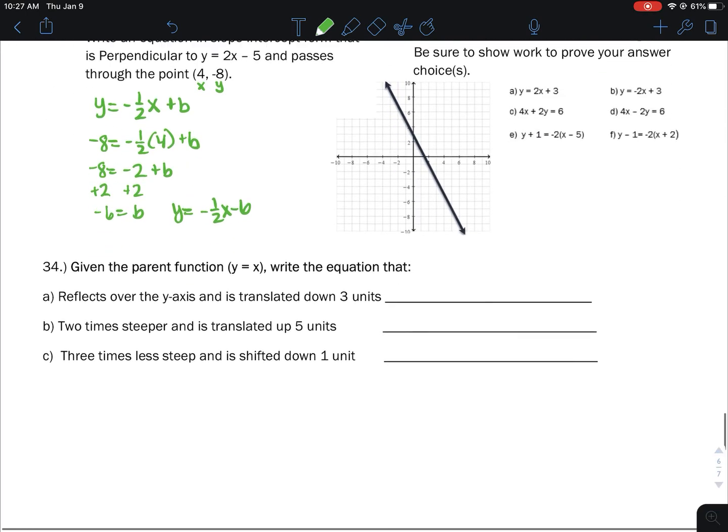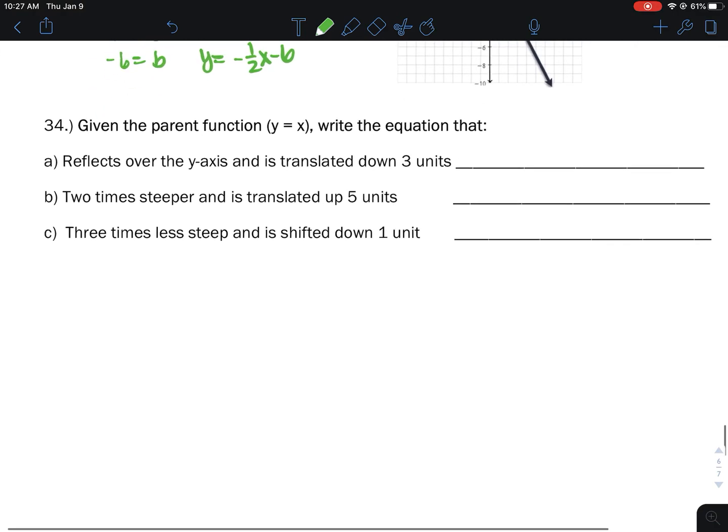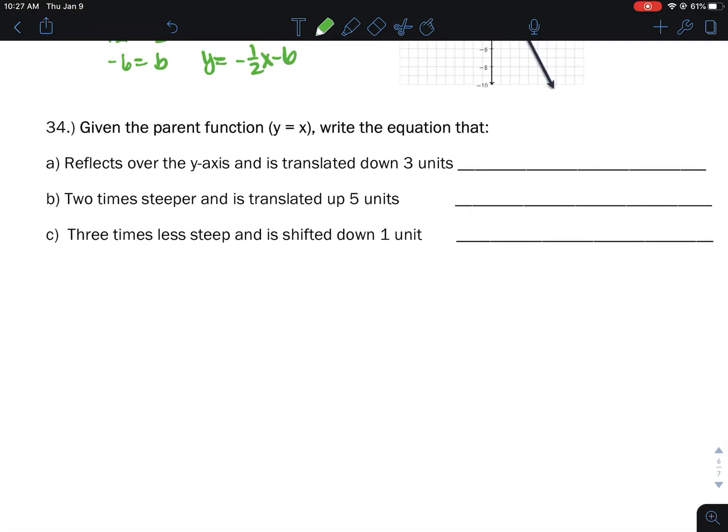Okay, this one we did in class, number 34, the last one on here, reflects over the y-axis. So instead of going up 1 over 1, now I'm going to go down 1 to the right 1. So my slope is going to be a negative, and it translates down. So we're going to move our line from 0 down 3, so that's going to be a minus 3.